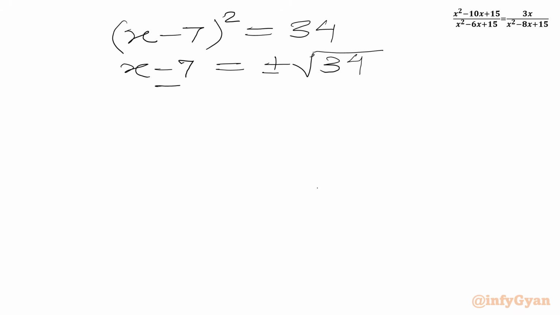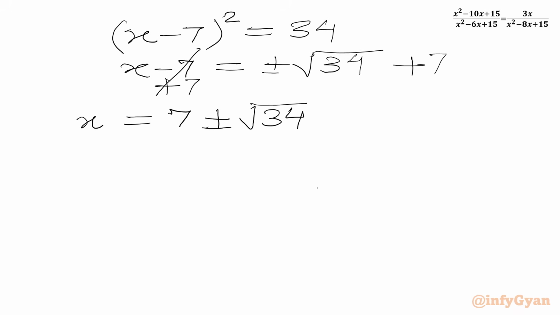Now we will add 7 to both sides. Plus 7 minus 7 will get over. We are going to get two real values of x, 7 plus minus square root 34. So we have two real solutions.